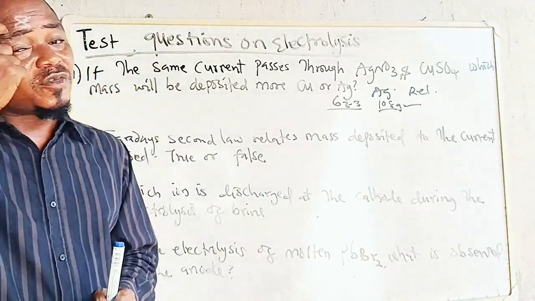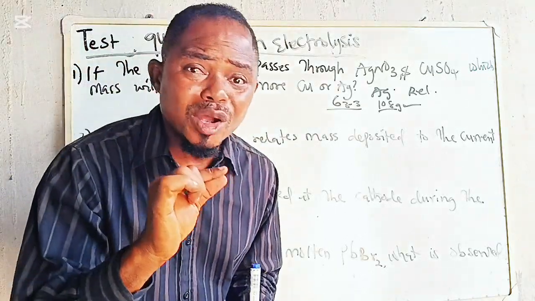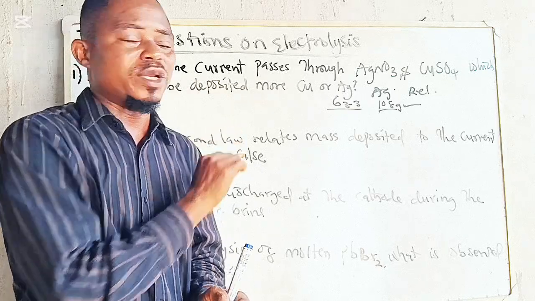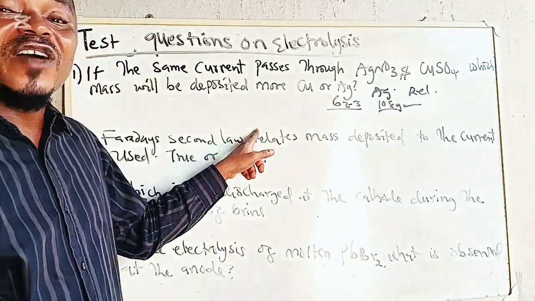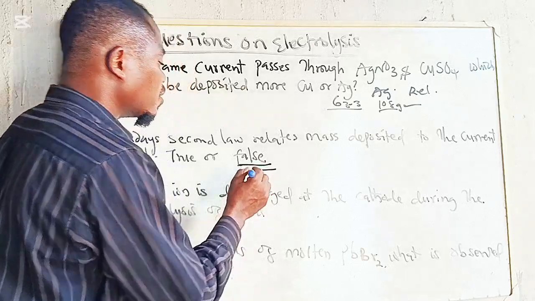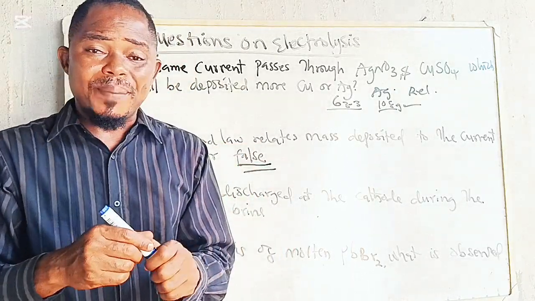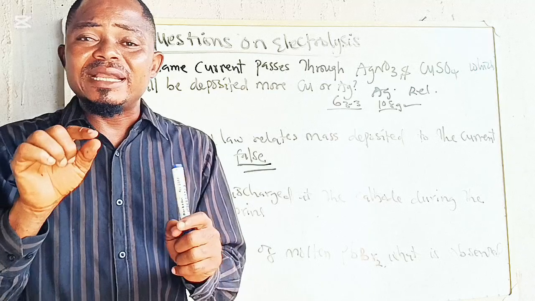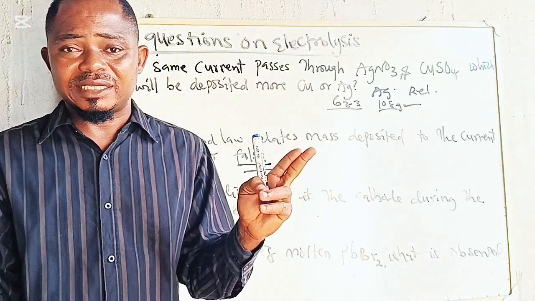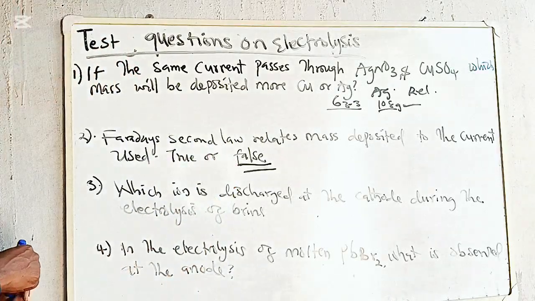Alright. The mass of substance deposited during electrolysis is directly proportional to the quantity of electricity passing through it. So this is definitely the first law of Faraday. So the answer is false. The second law compares the mass deposited when a quantity of electricity is passed through two different electrolytes. You get it? Let's go to the next question.